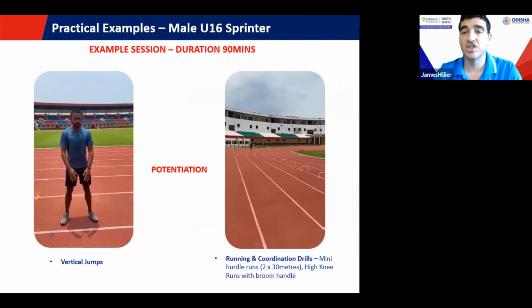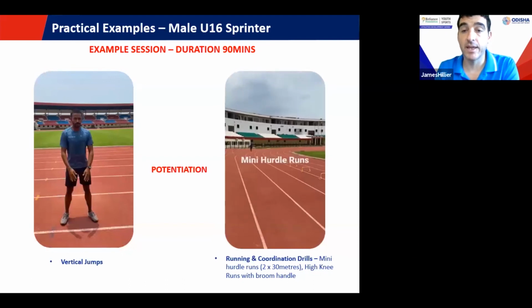And then we look at potentiation. So we can do some vertical jumps. I don't think my video is working on that, but we can do some vertical jumps, literally just jumping as high as you can. And a vertical jump is a very important exercise for sprinters. There's a strong correlation of good vertical jump and sprint performance.